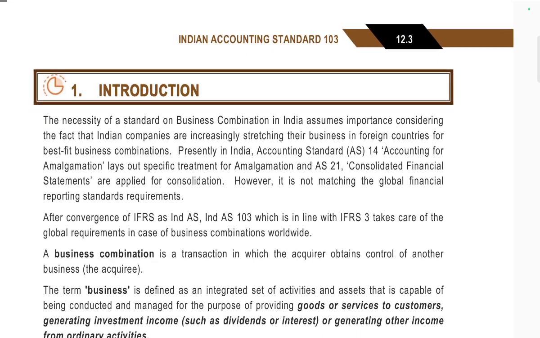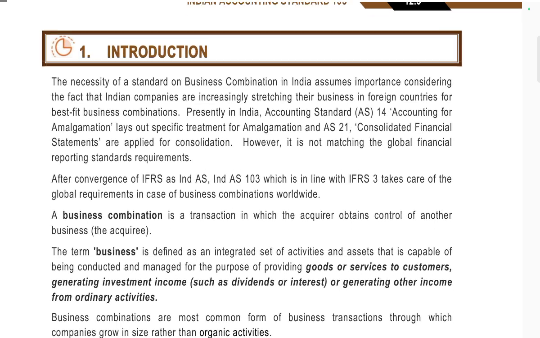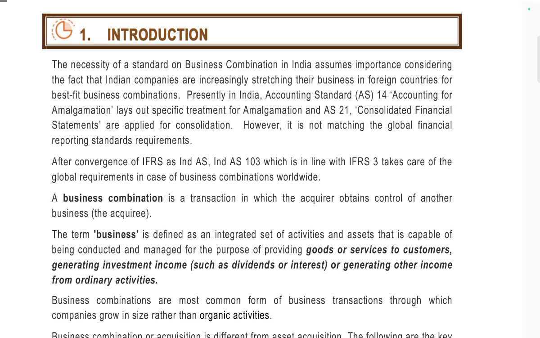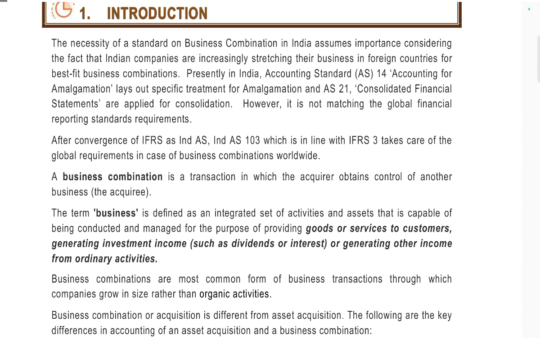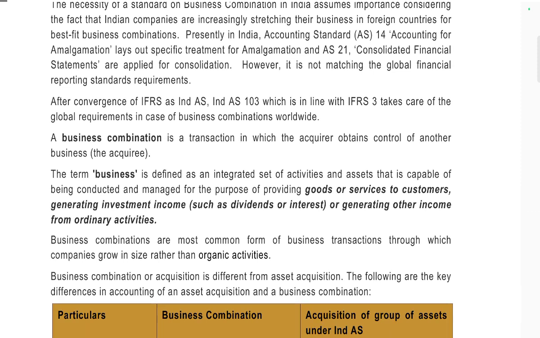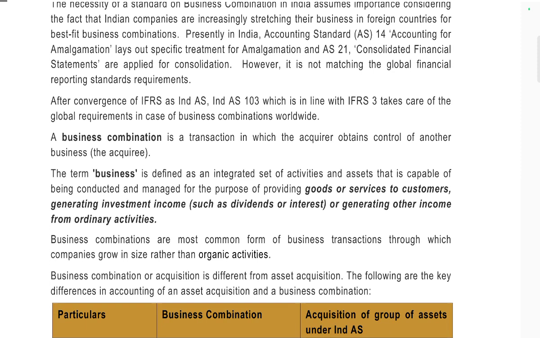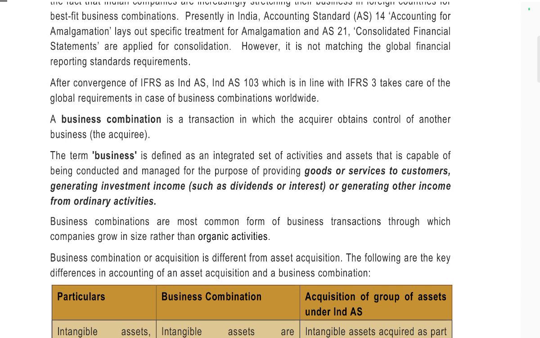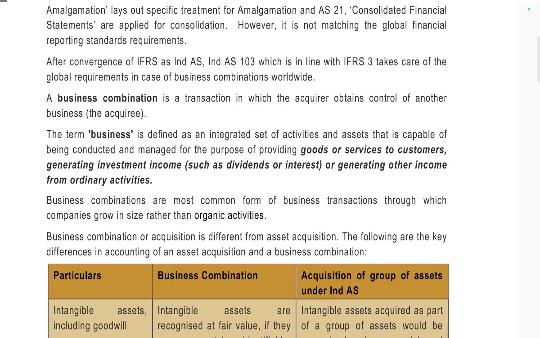Introduction: the need for a standard on business combinations in India shows the important consideration of the fact that Indian companies are increasingly strengthening their business in foreign countries for better business competition. Presently in India, the earlier Indian accounting standards covered accounting for amalgamations and specific treatment of information. The consolidated financial statement standard is applied in consolidation. However, it does not match global financial reporting after the conversion to IFRS.